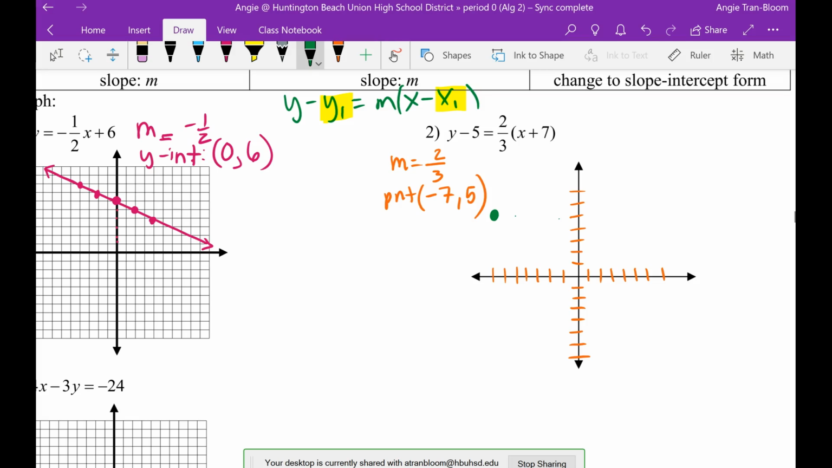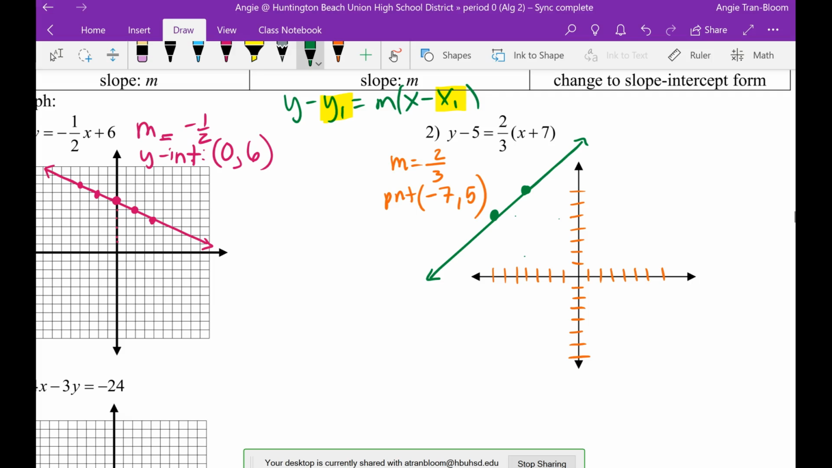Should I go up and right? Can I do that? Yeah. Okay, so here we go. Go up 2, right 3. Up 2 puts me at 7, and then right 3, so it's right there. 2 points, it's the minimum requirement for a straight line. I do have 2 points there. I'm just going to make a nice straight line with my ruler.